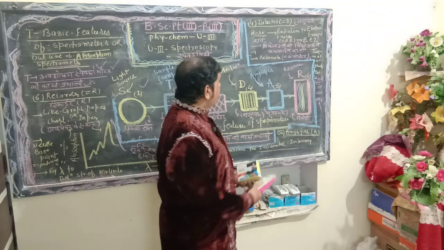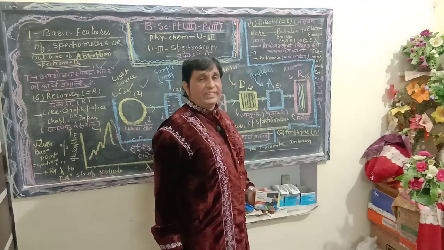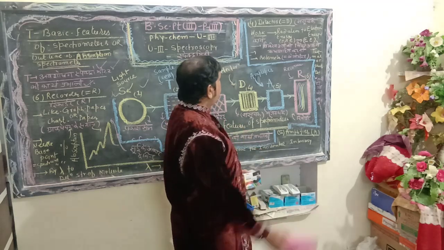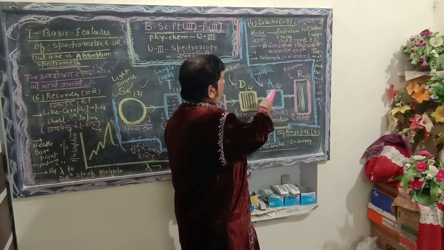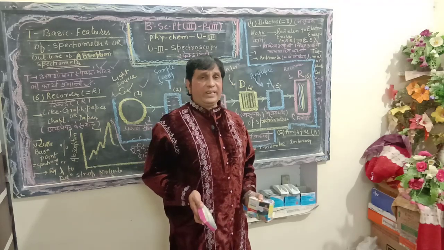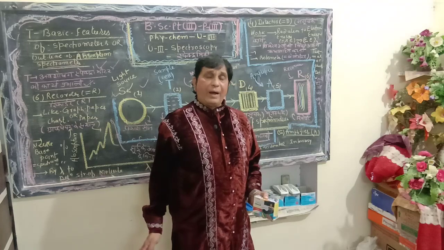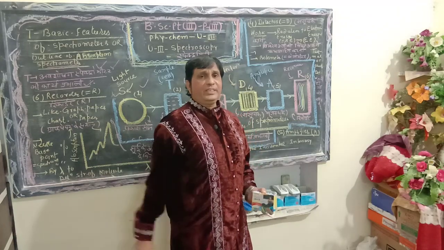Once again, the main function of the amplifier, part 5, is to increase the intensity of the signal which is sent from detector 4 to the amplifier, part 5.